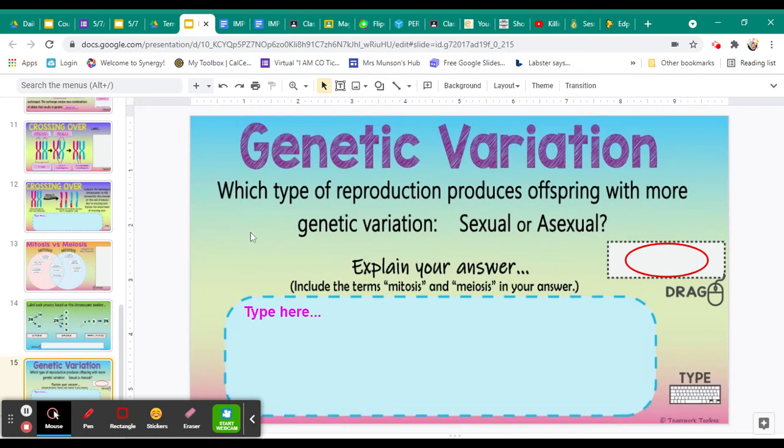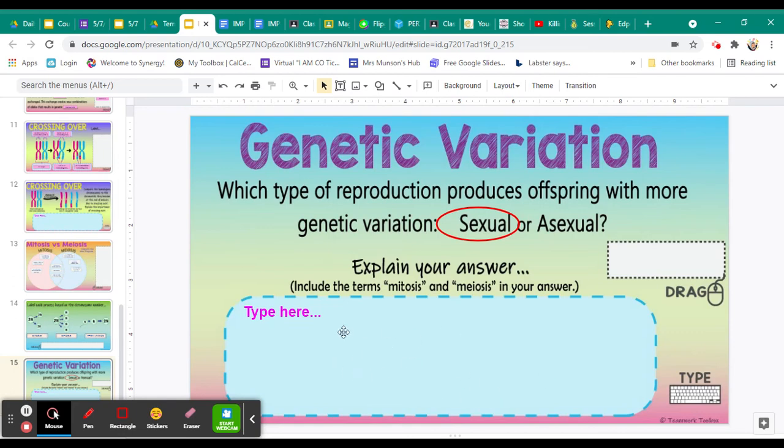And last slide, we have a question. Which type of reproduction produces offspring with more genetic variation? Sexual or asexual? Okay, so more genetic variation is definitely going to be sexual reproduction, right? Because with asexual reproduction, all of the offspring are genetically identical to their parents. So you're going to write the explanation for that down here.